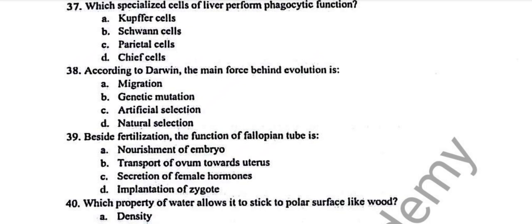Migration alters gene flow but is not Darwin's main mechanism. Genetic mutation is a source of variation, but Darwin did not identify it as the driving force. Artificial selection is controlled by humans.